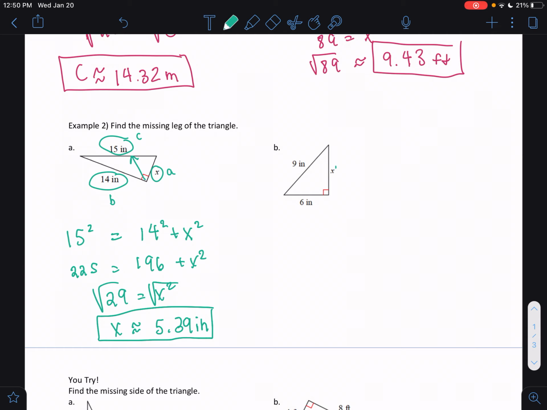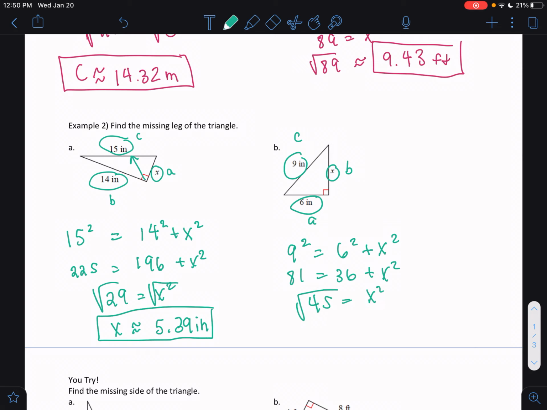And same thing for this one over here, but I'll just call this one B this time, this one A, and then of course this one has to be C because it's our hypotenuse. So we have 9 squared equals 6 squared plus x squared. And then we're going to take the square root of both sides, so we get that x is approximately 6.71 inches. And that would make sense for this side length because it's not bigger than the hypotenuse, which is right in between those two.